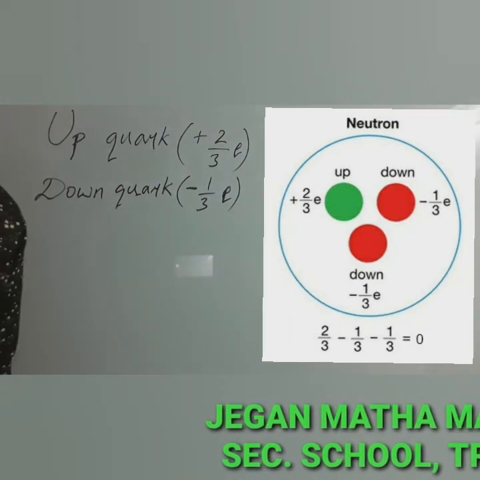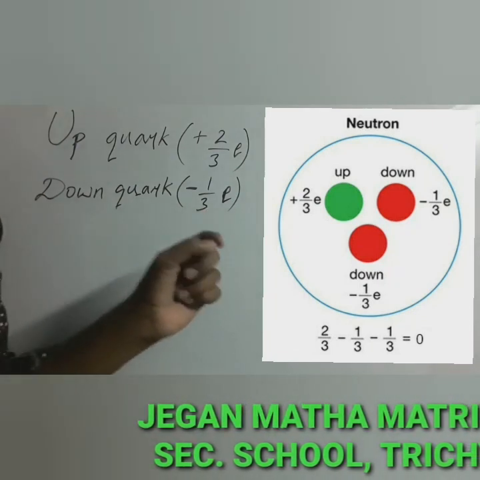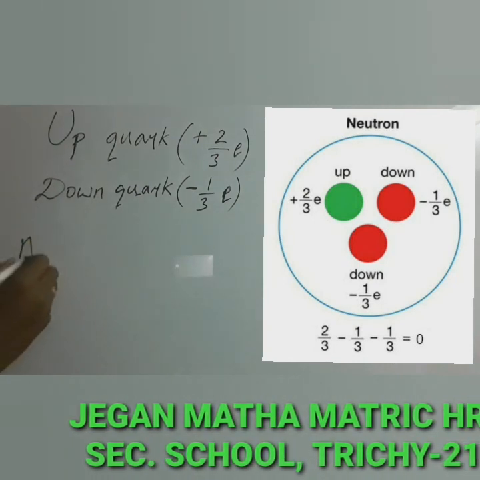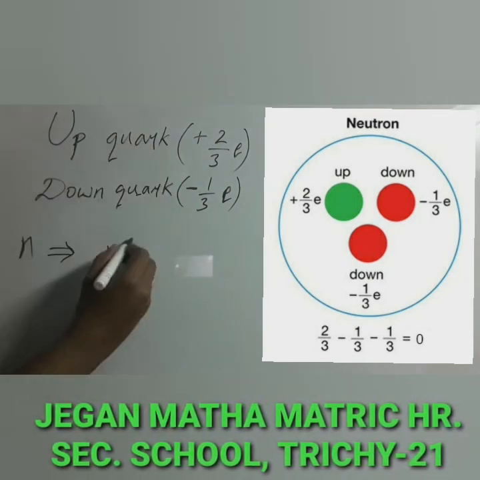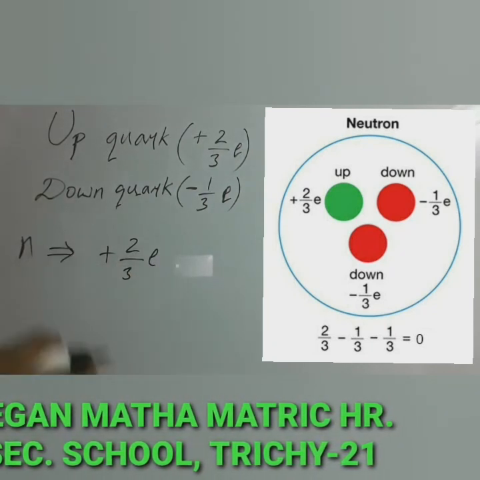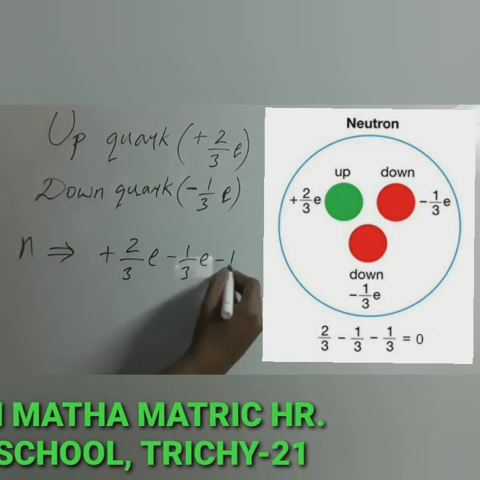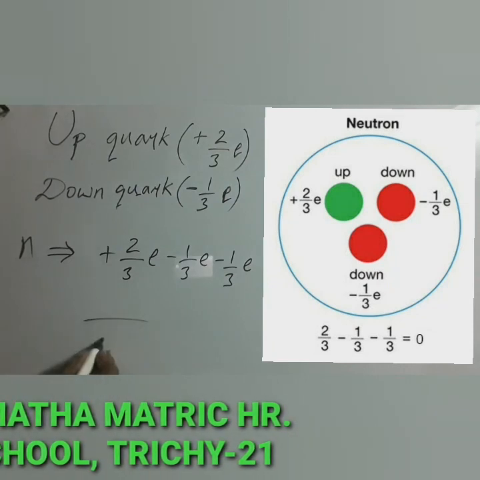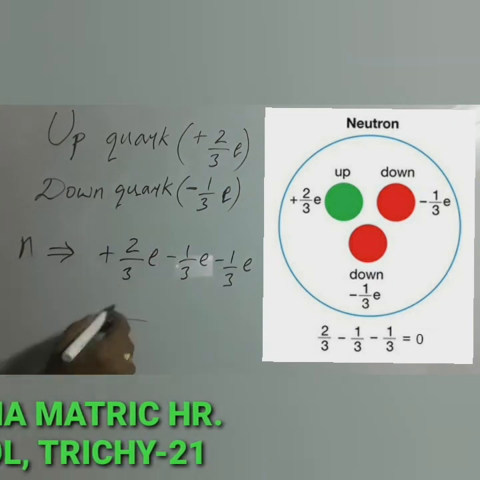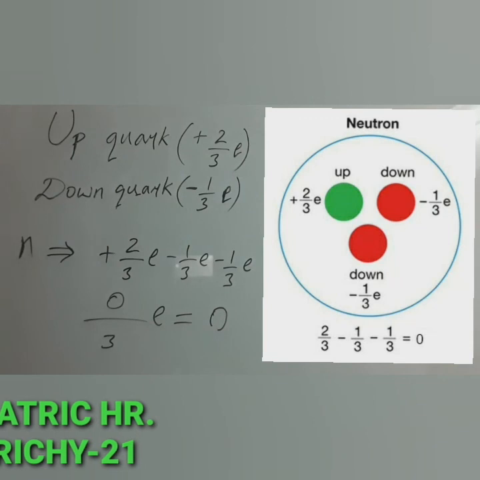Likewise, a neutron is made up of 1 up quark and 2 down quarks, as shown here. So in the neutron, 1 up quark is there. What is the charge of 1 up quark? 2 by 3 e, and 2 down quarks are there, so minus 1 by 3 e, and another down quark, minus 1 by 3 e. So take an LCM. Here 2 minus 1 minus 1 is there, so that will be cancelled, 0. So the charge of the neutron is 0.